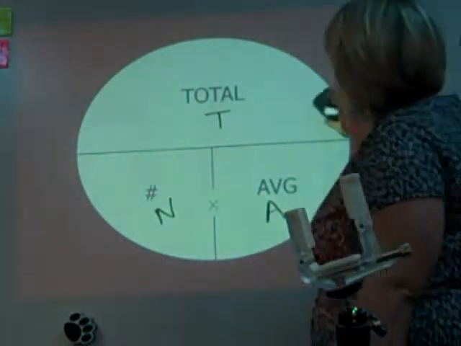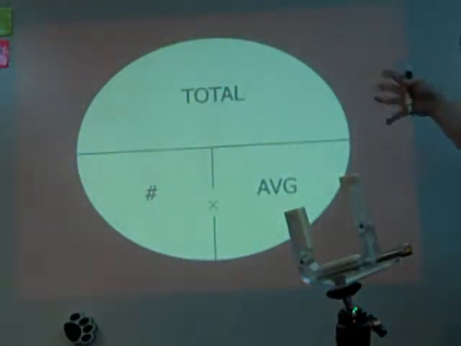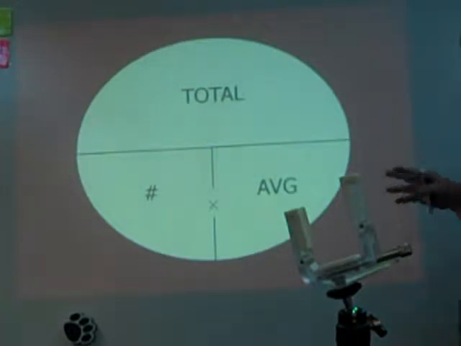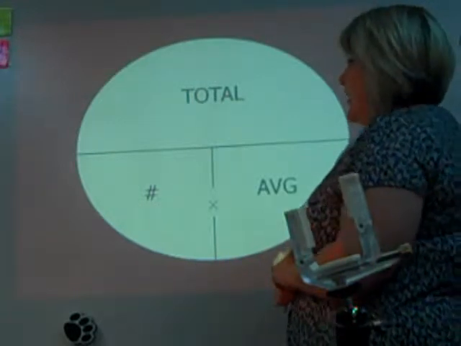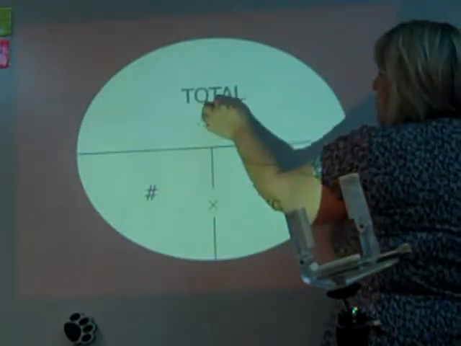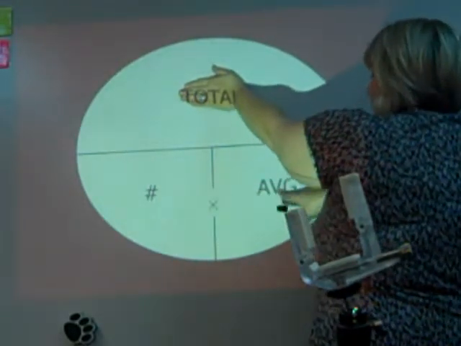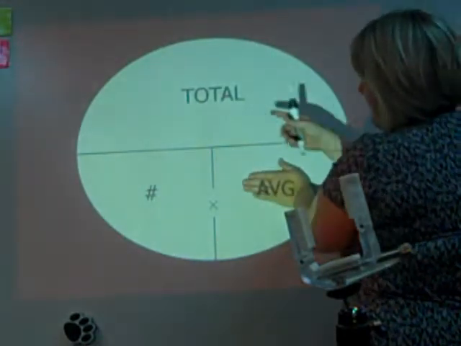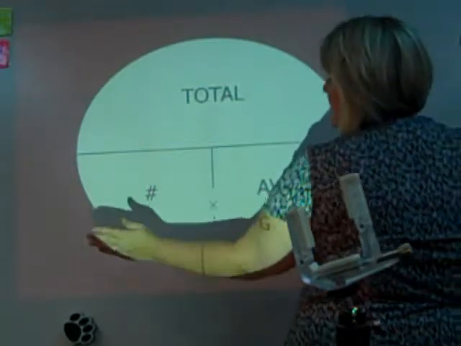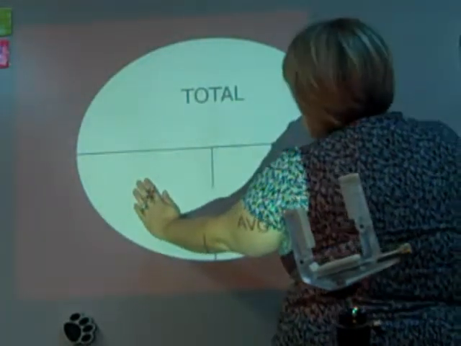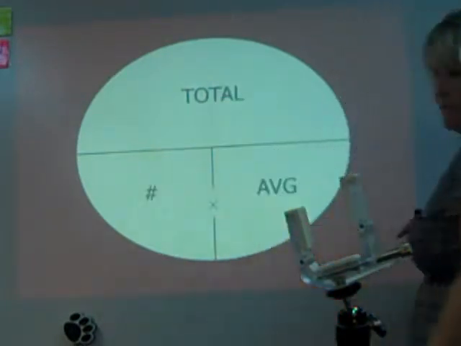So how you would use this is they're going to give you 2 of the 3 things. It'll be easy to find 2 of the 3 things, and then you'll cover up whatever it is you're looking for, and what's left will be the formula you're going to use. So, for example, if I want to know the total, I cover up total. I'm going to multiply the number and the average together. If I want to know the average, I'm going to cover up the average. I'm going to divide the total by the number. If I want to know the number of things, I'm going to cover up the number and divide the total by the average. So if they're next to each other, you multiply them. If they're on top of each other, you divide them.